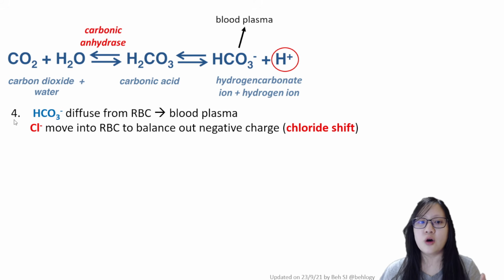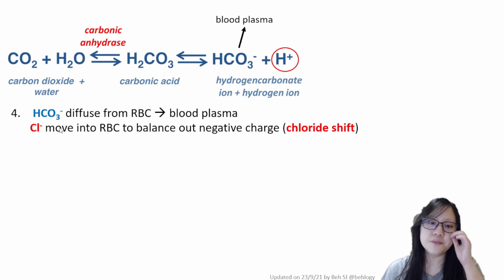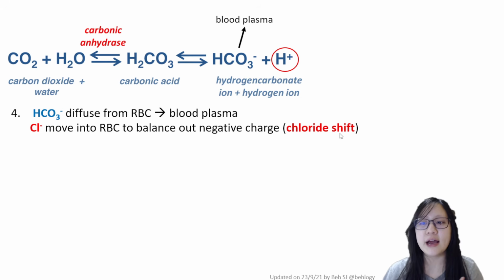Okay. Now, however, this means that there'll be a net positive charge because one negative ion has moved out, but the hydrogen ion is still inside the cell. So to balance out the negative charge, chloride ions, which also have a negative charge, would move into the red blood cell. This movement of chloride ions into the red blood cell is called a chloride shift. And this is really just to cancel out those charges. Okay, so that's what's happening with the hydrogen carbonate ion.